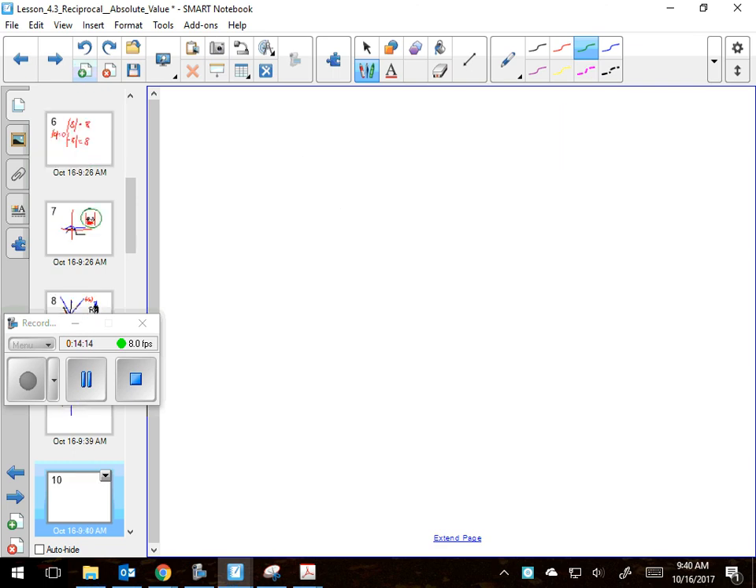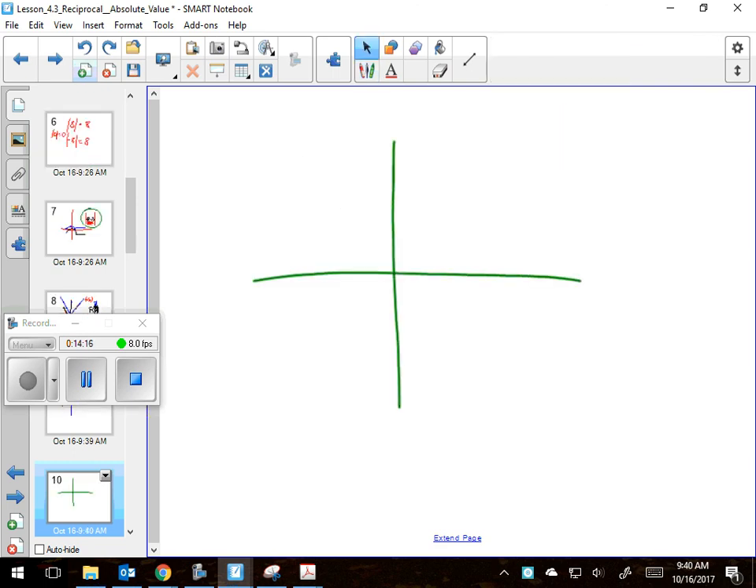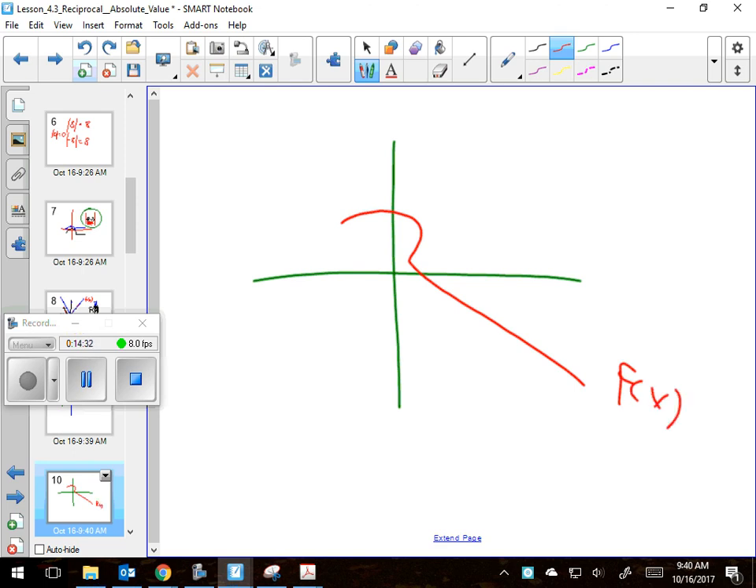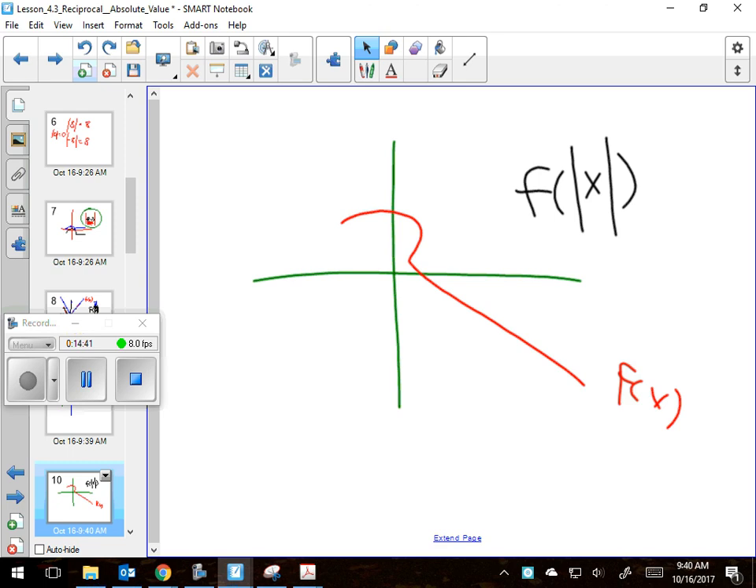Check and see if you got it. Let's say, here's my function, and it goes like that. This is f of x. What's f of absolute value on the inside? First, I'd start with what stays the same.